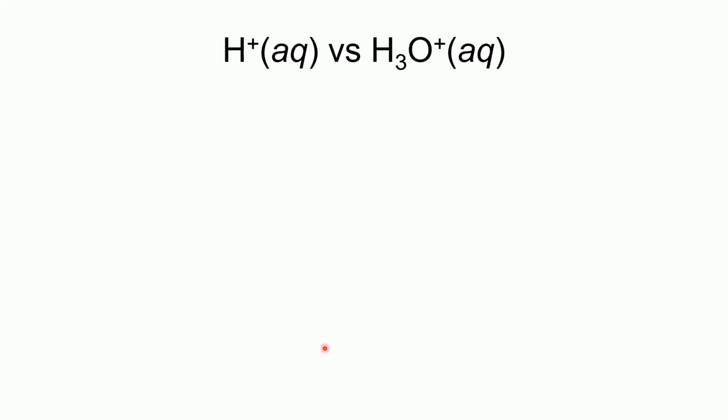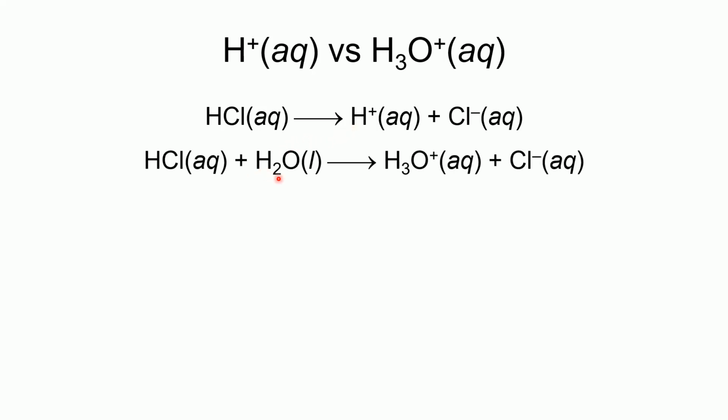Now, one more distinction I want to make is the difference between H plus and hydronium. The difference is just the way it's written, that's all. If we look at hydrochloric acid, it can dissociate. It'll give hydrogen ion and chloride ion, and this is a completely legitimate way to write the dissociation of this strong acid. Well, we can also indicate this using water. So we'll say hydrochloric acid plus water gives us hydronium plus chloride.